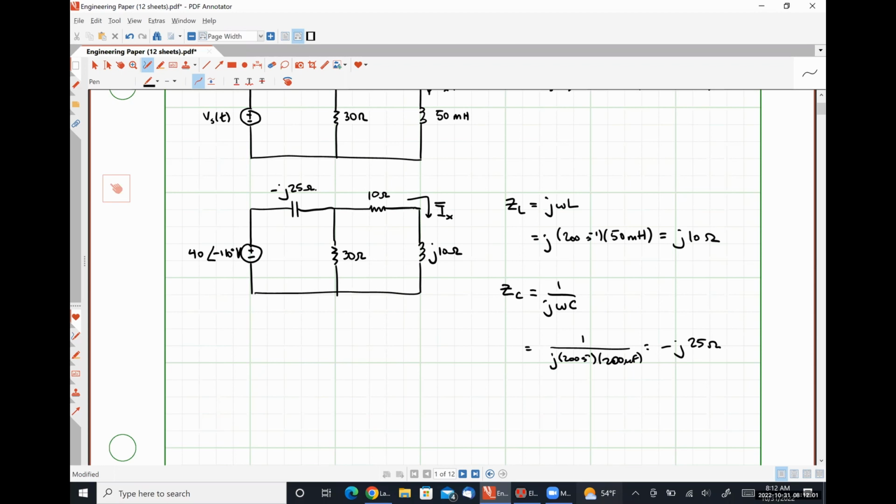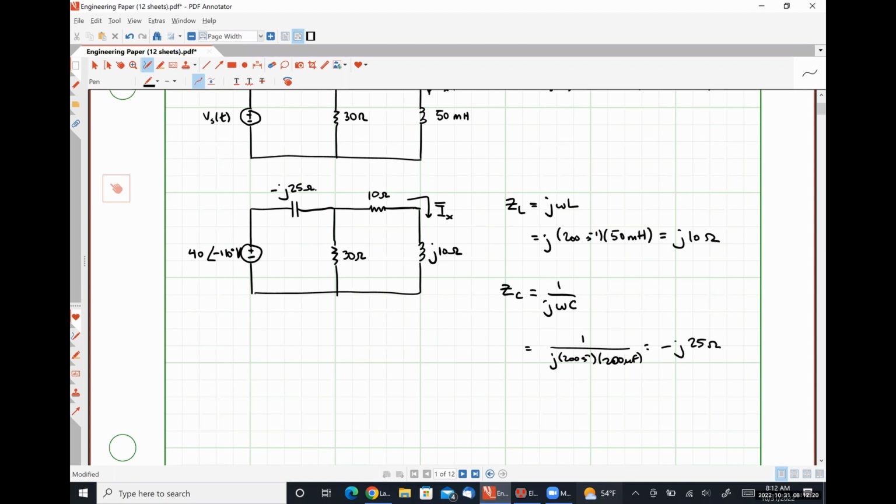The two impedances on the right. Okay, so if we found the voltage drop across the 30 ohm resistor, then we could indeed just use Ohm's law to find the current Ix. Absolutely, that's one way that we could do it. Anybody else have a suggestion?